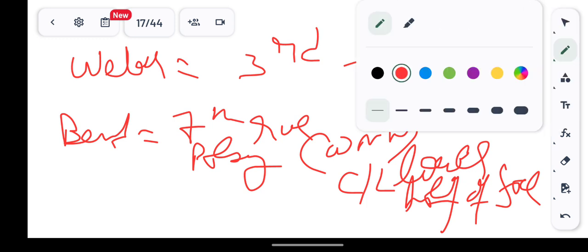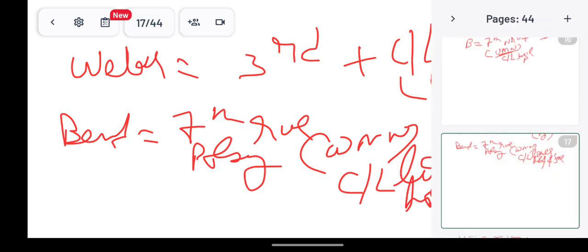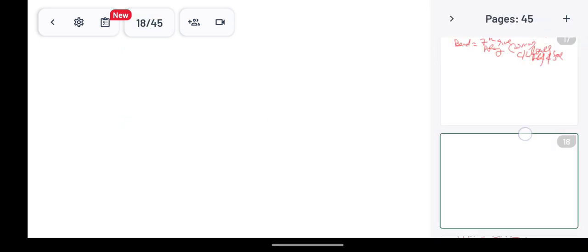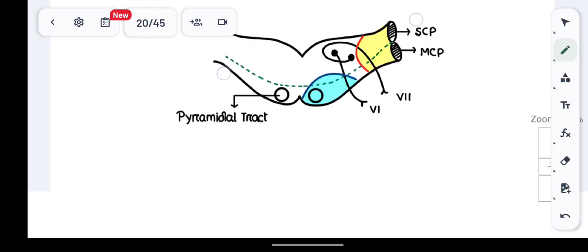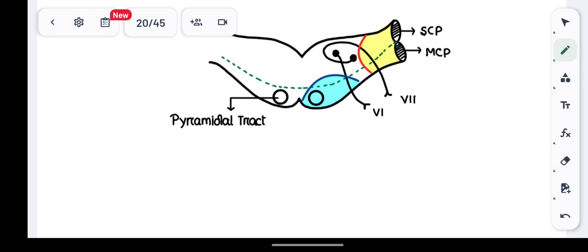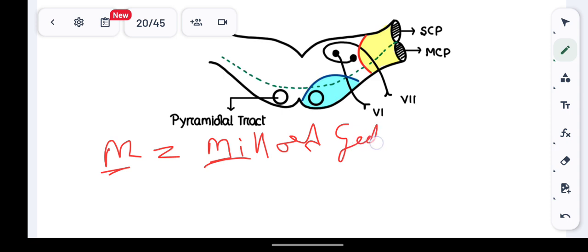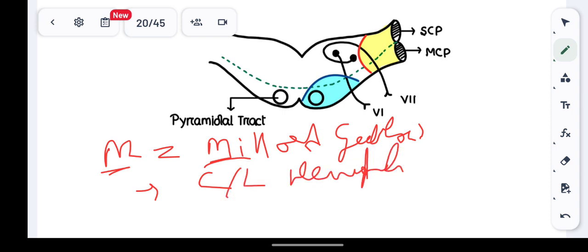Now coming to pontine. Pontine is also very easy. First of all we will discuss the medial side. Medial means Millard-Gubler syndrome. One feature we already know: contralateral hemiplegia because of the pyramidal tract. And the second feature, which nerve will come? Either the sixth nerve can be involved, because it is at the pontomedullary junction, and the seventh nerve can also come.